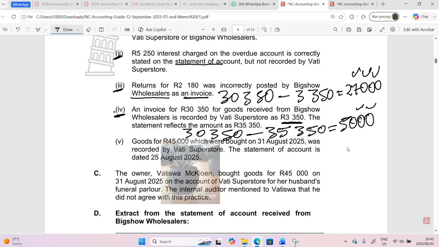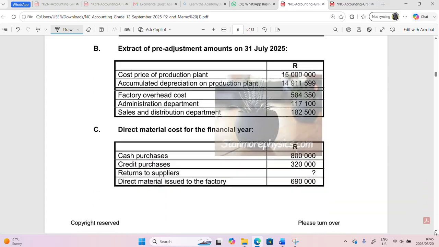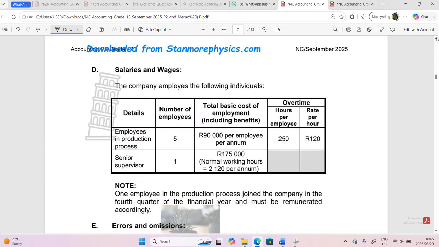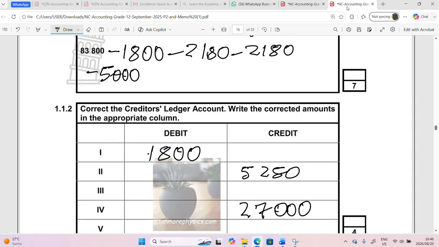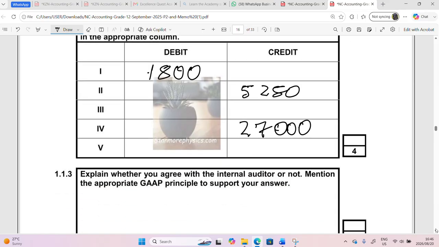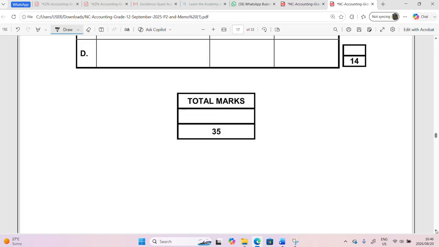Remember, I said there are adjustments that will sometimes affect the supplier and the business. All right? So let us go to our last adjustment. Sorry guys, last adjustment. I don't know what happened there.